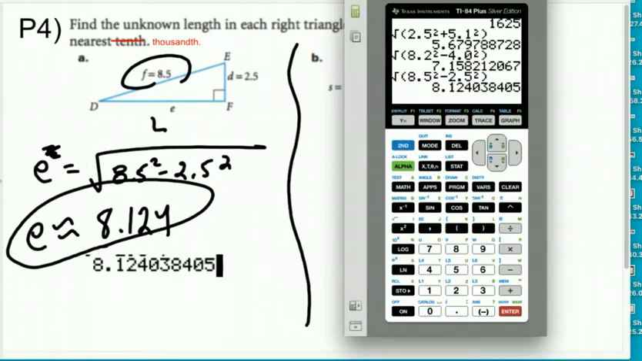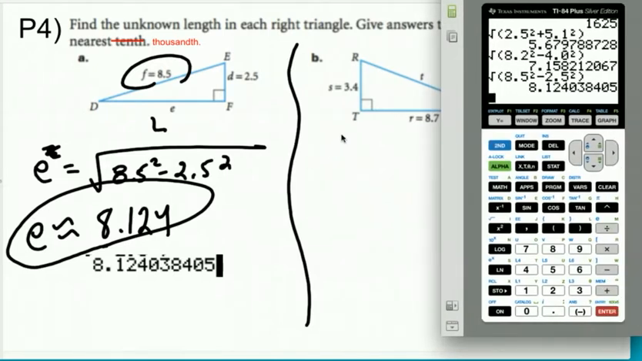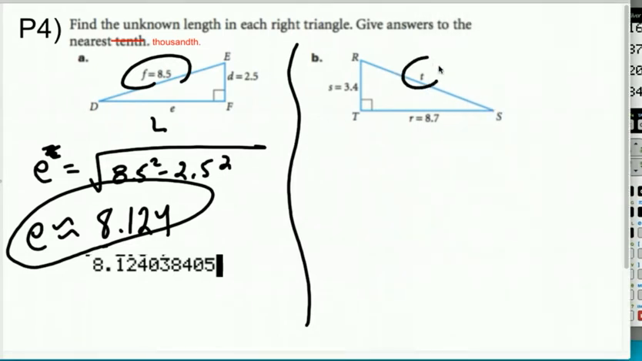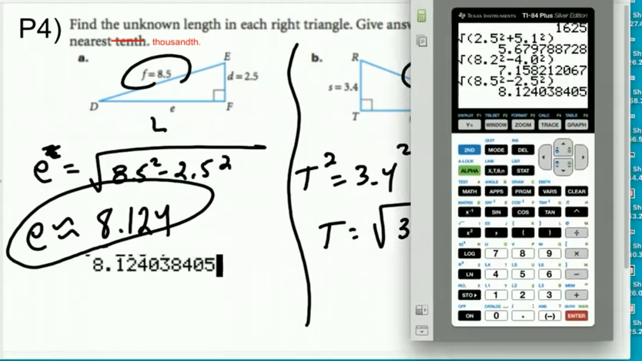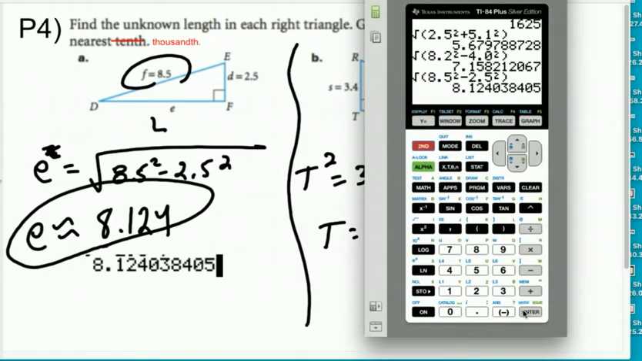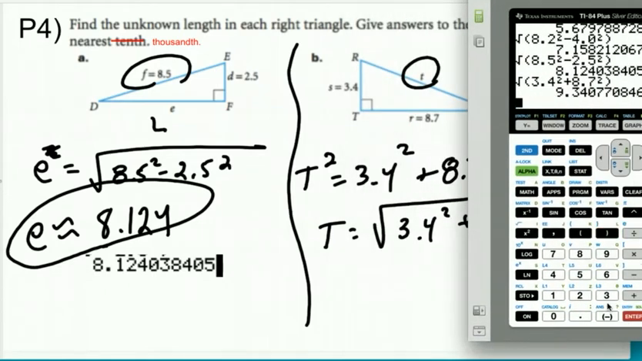If we go ahead and do the last one, right? For the setup for the last one, I see that this is the hypotenuse. So t squared is going to be 3.4 squared plus 8.7 squared. So my t is the square root of 3.4 squared plus 8.7 squared. And again, I'm just going to type that in my calculator. So second, enter, right? I'm going to change this to 3.4 squared plus 8.7 squared. Close my parentheses, double check that those are the right two numbers, and hit enter.